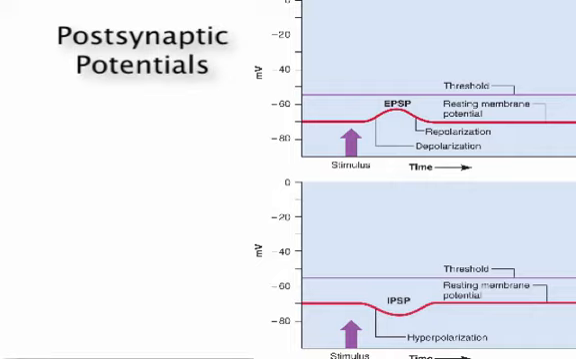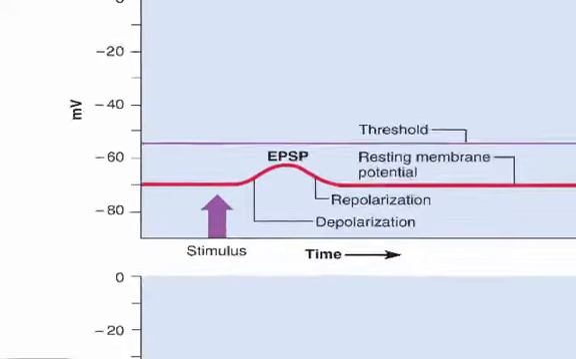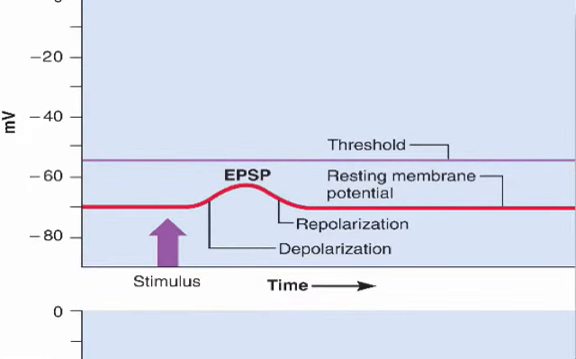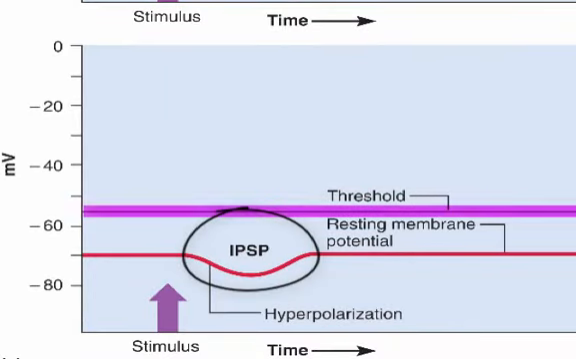A postsynaptic potential that results from a chemical synapse can be excitatory or inhibitory. This means that the local potential created can either bring the membrane potential closer to or further from the threshold that triggers an action potential.